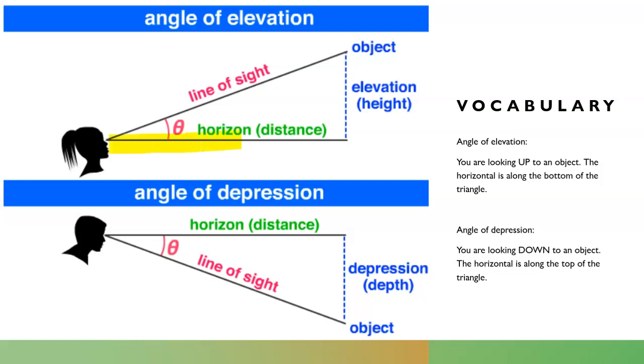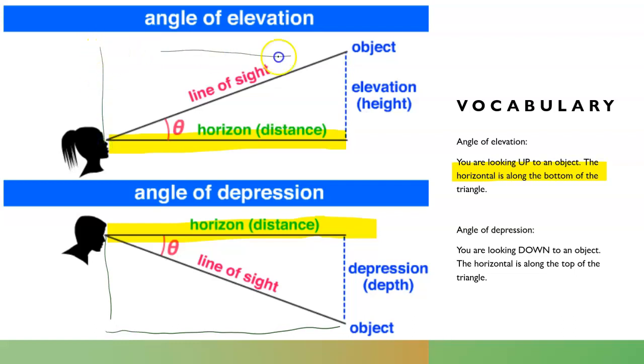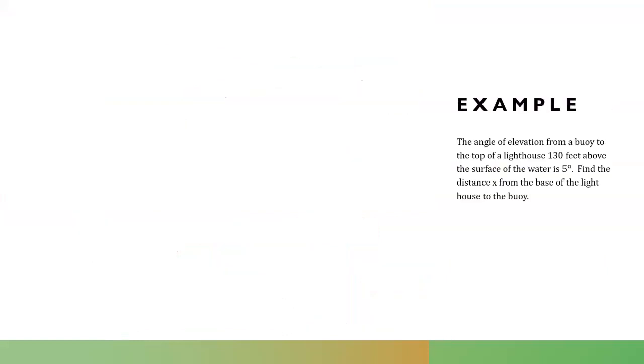And really, when you're drawing your triangle, the horizontal will be on the bottom when you're looking up at an object, and it'll be along the top of the triangle when you're looking down at an object. But if you have to figure out the horizontal distance, it wouldn't change even if you're measuring that distance along the ground or up in the air. It's just where you would draw it in your right triangle. So for angle of depression, the horizontal is on the top of the triangle. For angle of elevation, it's on the bottom of the triangle.